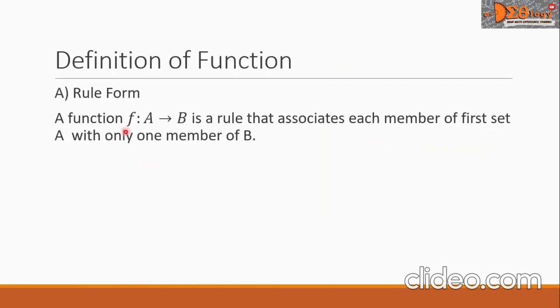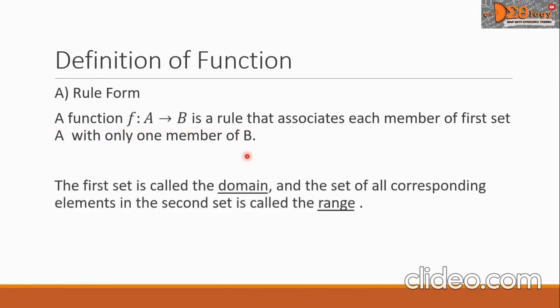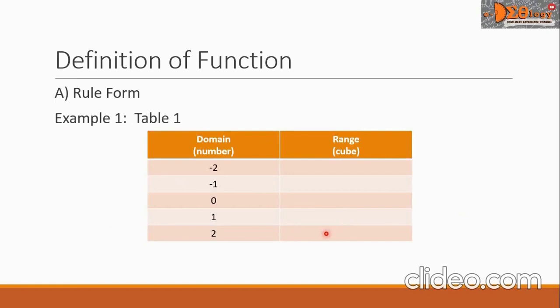A function f from A to B is a rule that associates each member of first set A with only one member of B. The first set is called the domain, and the set of all corresponding elements in the second set is called the range. Let us have an example.